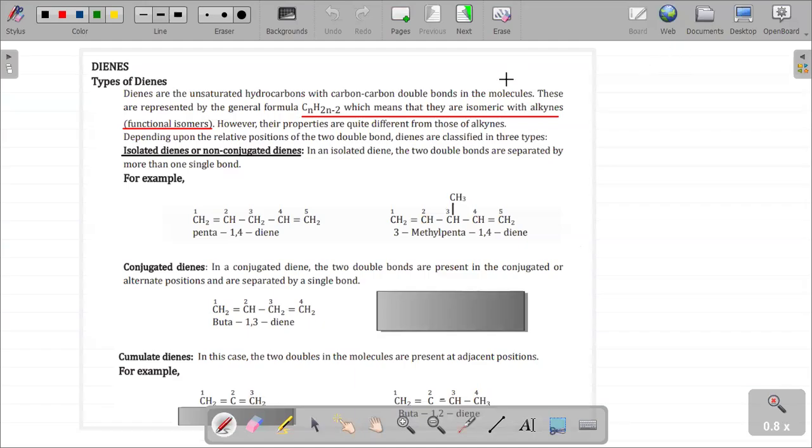Hi. So today we start our topic that is about the dienes of organic chemistry. In the start, we introduce our topic that is about the dienes, right?